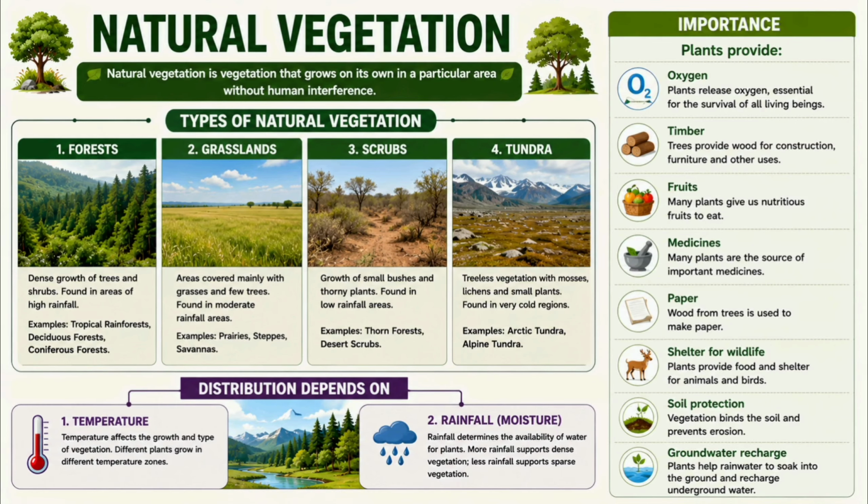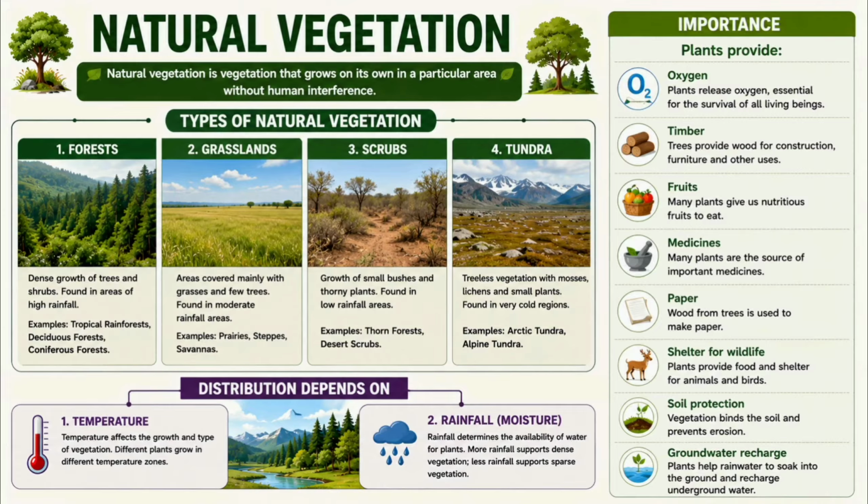Natural vegetation. Natural vegetation is vegetation that grows on its own in a particular area without human interference. Types of natural vegetation. Forest: dense growth of trees and shrubs found in areas of high rainfall. Examples: tropical rainforest, deciduous forest, coniferous forest.